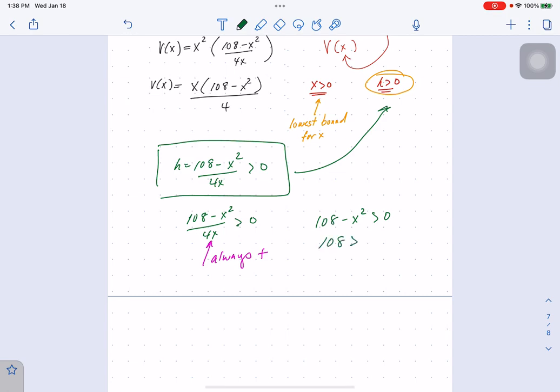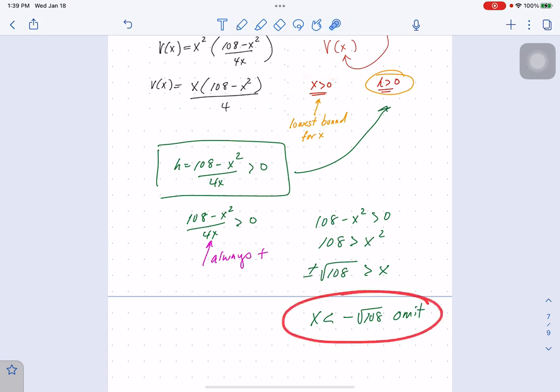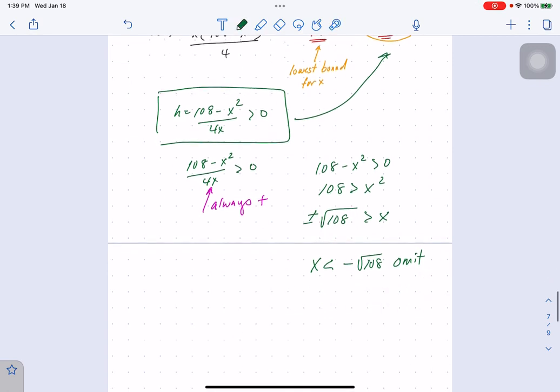108 is going to be greater than x squared, which means that plus or minus the square root of 108 is got to be greater than or equal to x. Now, again, x has got to be greater than 0. So there's no way that I can have x being less than negative root 108. So we're going to omit that, because x has got to be greater than 0. Which leaves us that x must be less than the square root of 108.